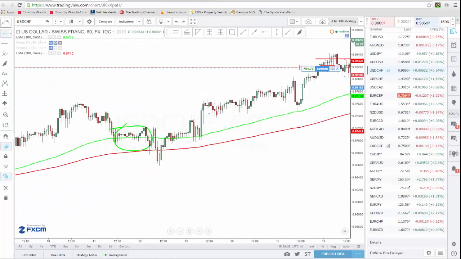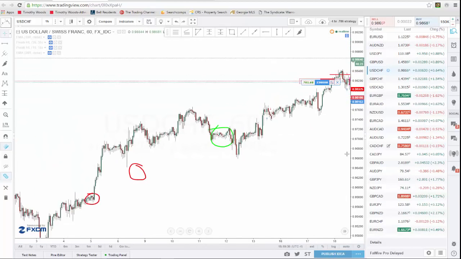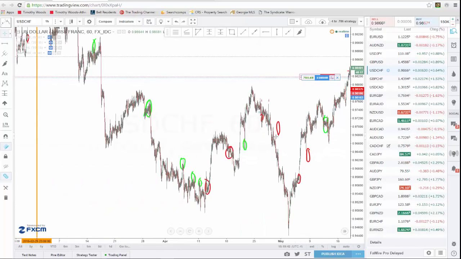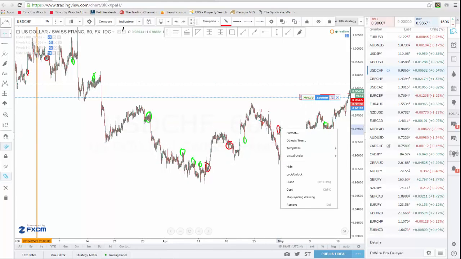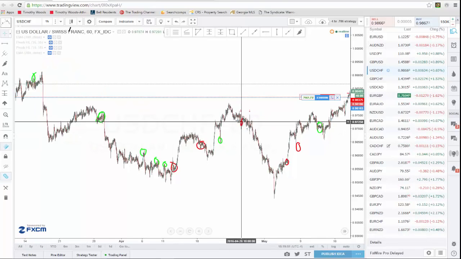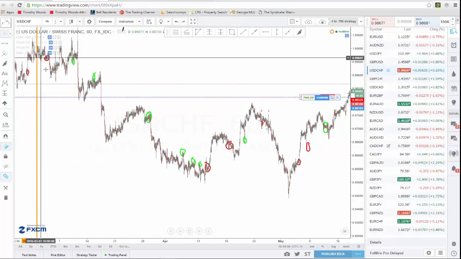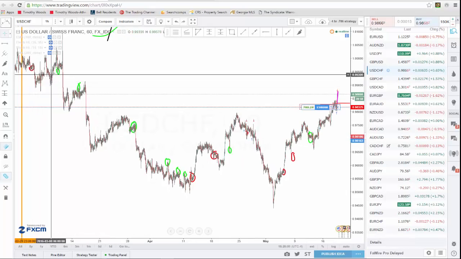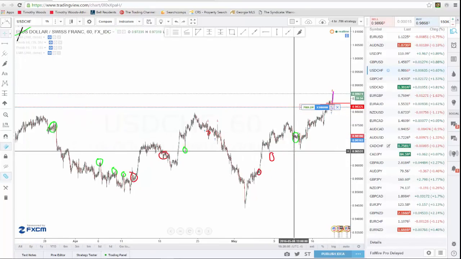So if we just remove our moving averages to make it easier to see our circles and zoom out the chart to see how many times we've won and lost since the month of March, you will see that we had 1, 2, this was the circle for our moving average, 3 losses. I know that's probably hard to see. 1, 2, 3, 4, 5, 6. So we had 6 losses. And 1, 2, 3, 4, 5, 6, 7, 8 wins.